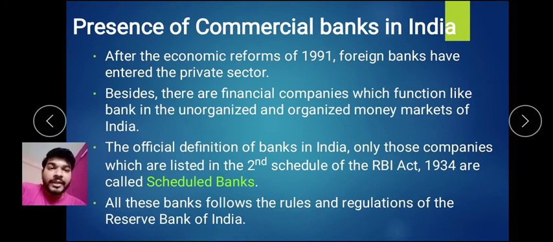Then the definition says about scheduled banks, that is the official definition of a bank in India: only those companies which are listed in the second schedule of the RBI Act 1934 are called scheduled banks. So those listed in the second schedule of the RBI Act 1934 are called scheduled banks, and they need to follow all the rules and regulations of RBI, that is the Reserve Bank of India.